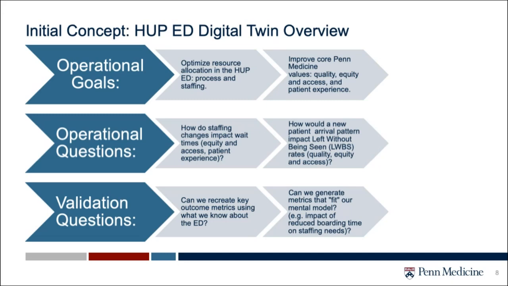What are our staffing challenges, and how can we change those things around to impact wait times? How would those changes impact left without being seen, or if there was a change in the arrival pattern of patients, how would that impact left without being seen? Those are operational questions, and in order to answer those questions, we actually have to dig even deeper and start answering some validation questions, which is, do we have a model that can replicate this? Can we recreate some of the key metrics with a model and with the data that we have? And if we can do that, we can answer operational questions. If we can answer operational questions, we can answer operational goals. So that's the raison d'etre for what we're doing here.